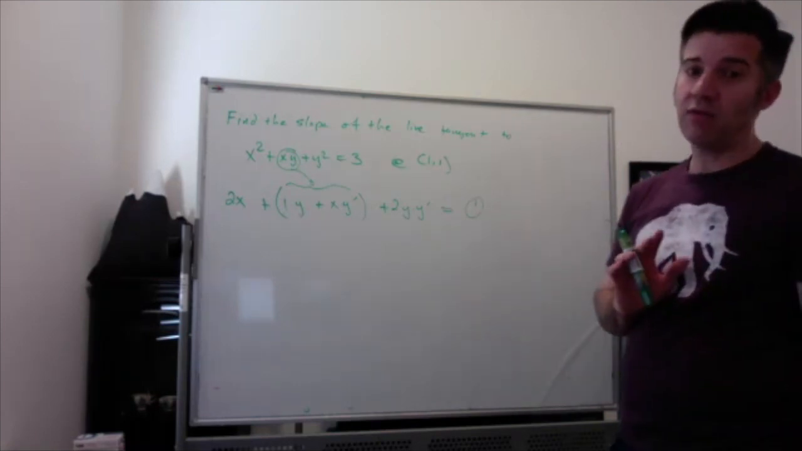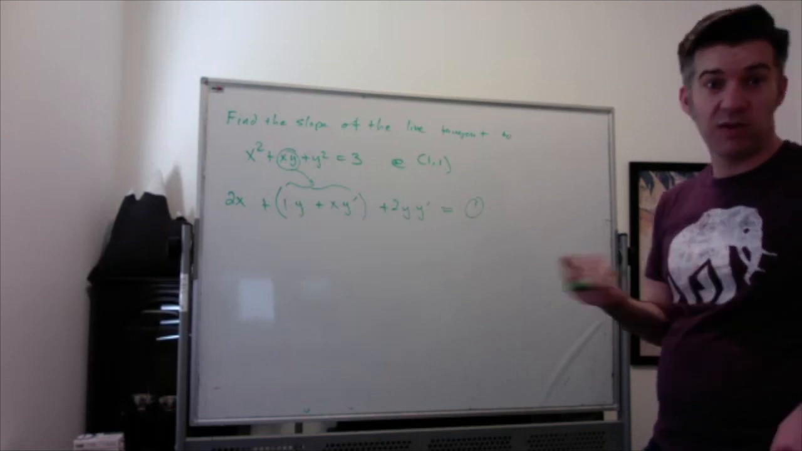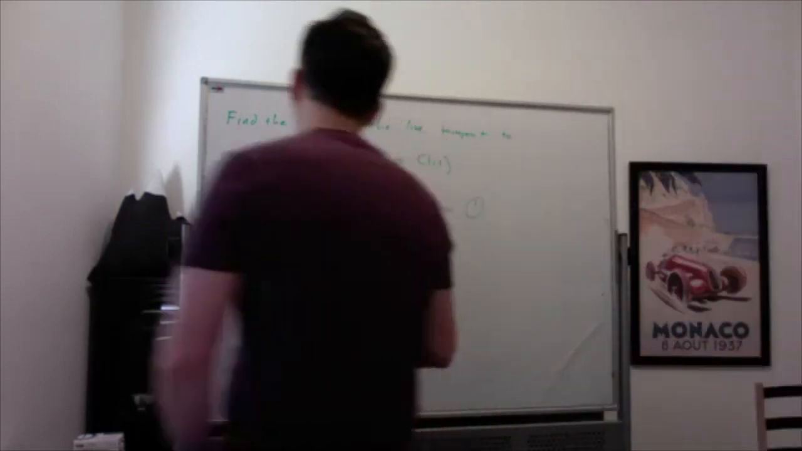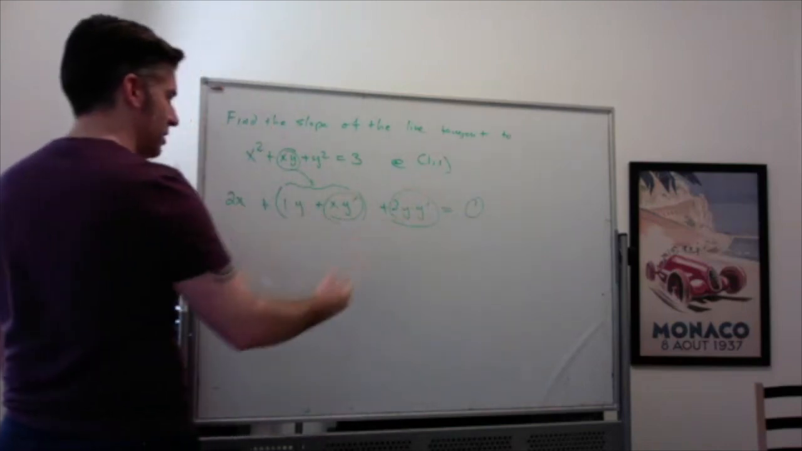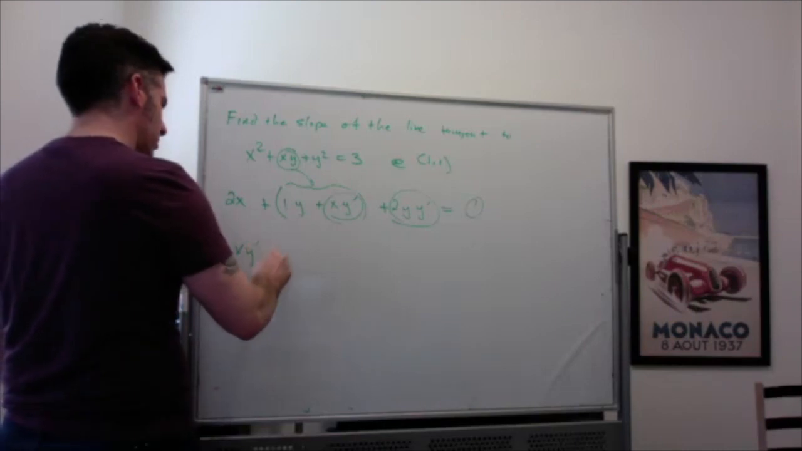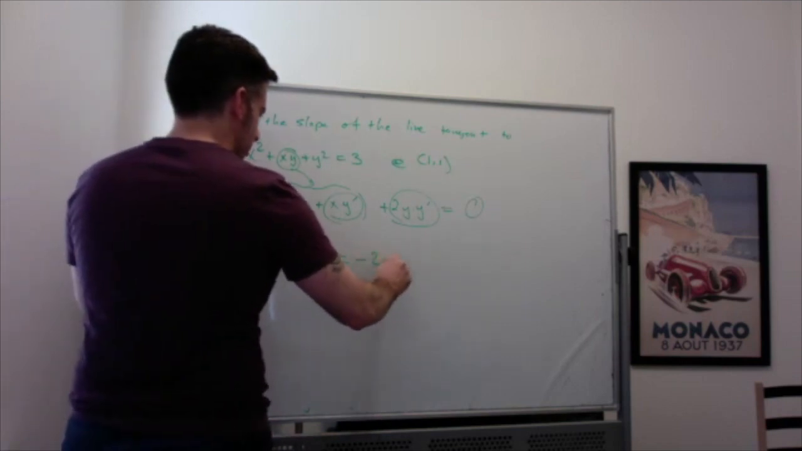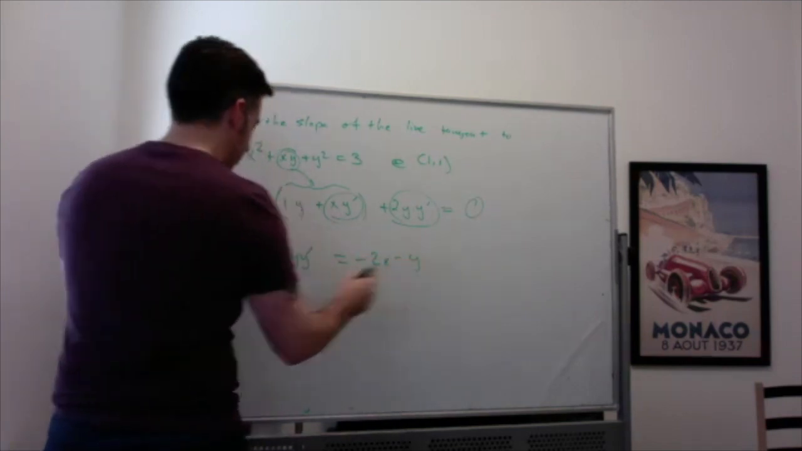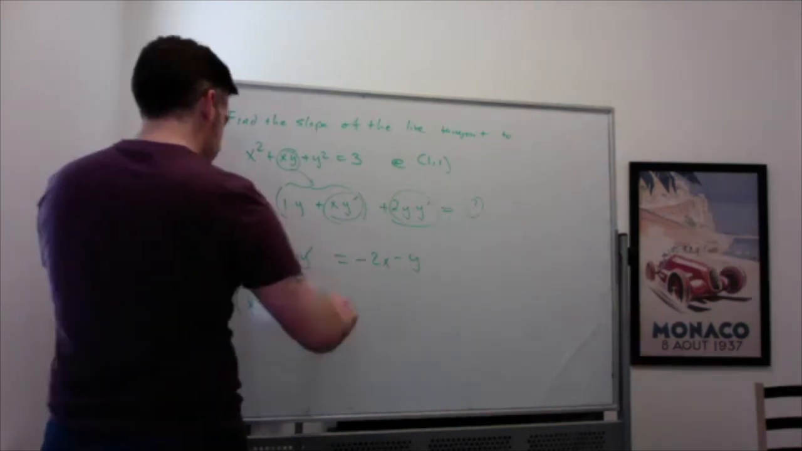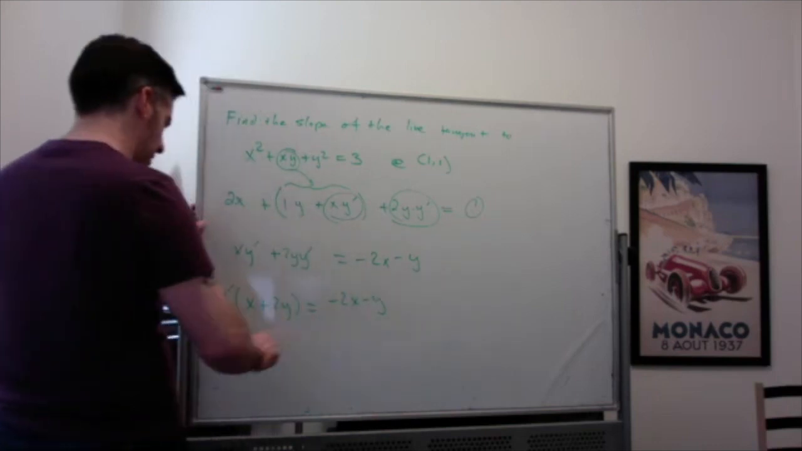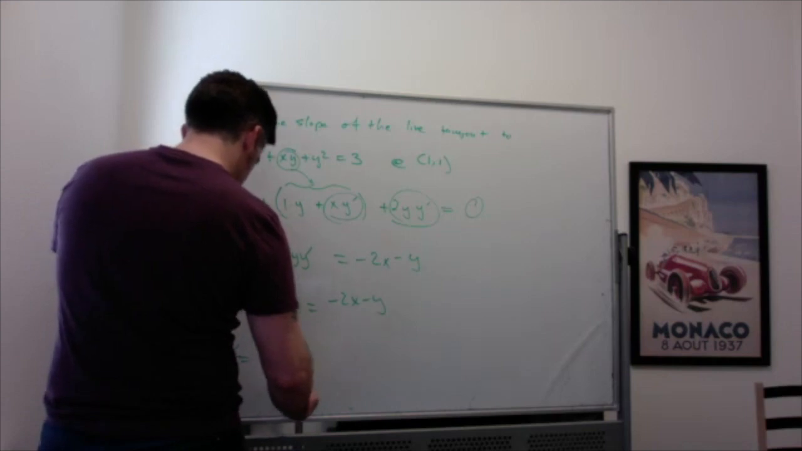Okay, so we have choices here. One thing we could do, which I don't want to do, but I'm going to do, is solve for y prime just like before. Here are my y primes, right there and right there. I'm going to leave those on this side. So x y prime plus 2y y prime equals, I'm going to subtract 2x and subtract y. Factor out the y prime, so you get y prime times x plus 2y equals negative 2x minus y. And finally divide by this. y prime equals negative 2x minus y over x plus 2y.